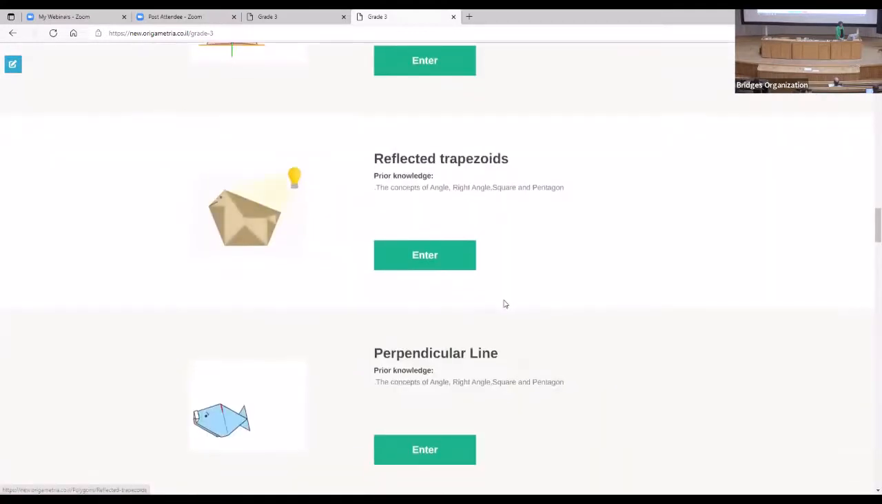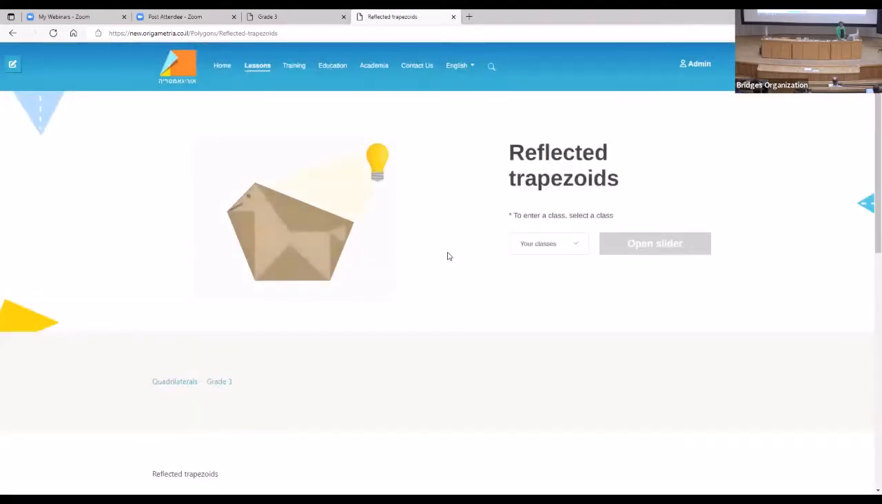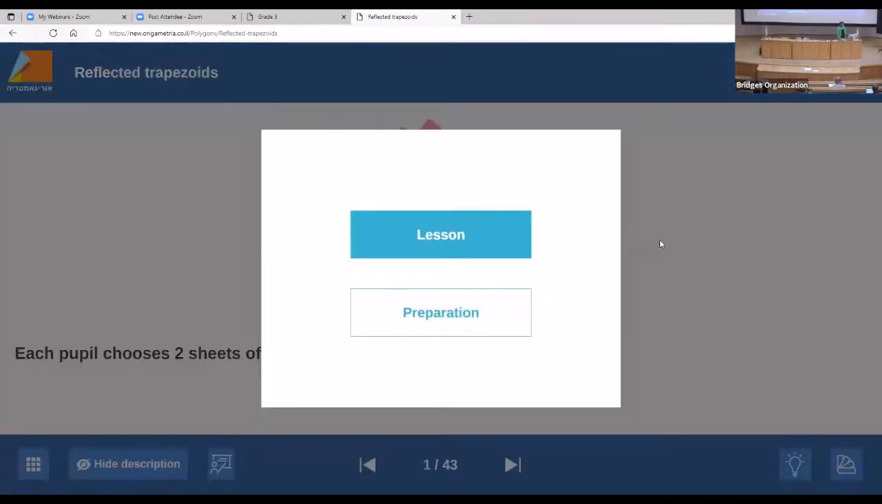So today I'm going to show you some lesson which is called reflected trapezium. You got 2 papers. You see the result. But when the teacher comes to the class, she opens the lesson, she chooses the class she prepared. It's called Helsinki Miri today. And she opens the lesson.